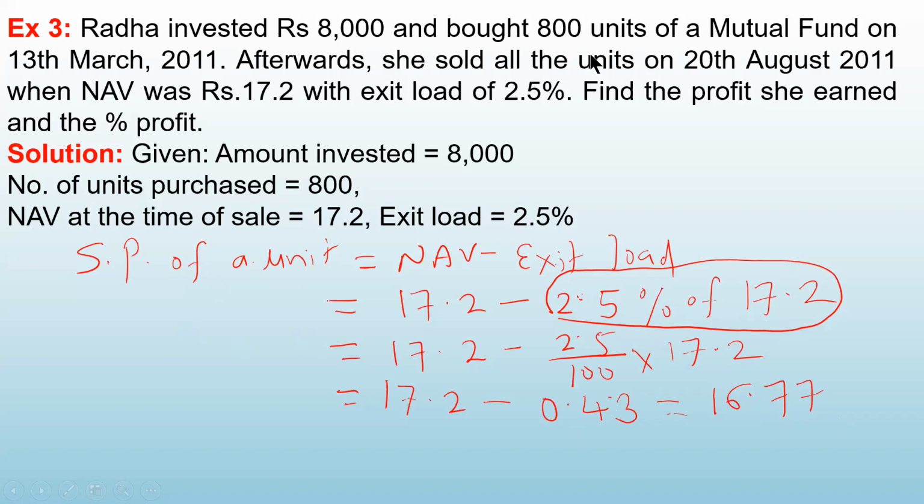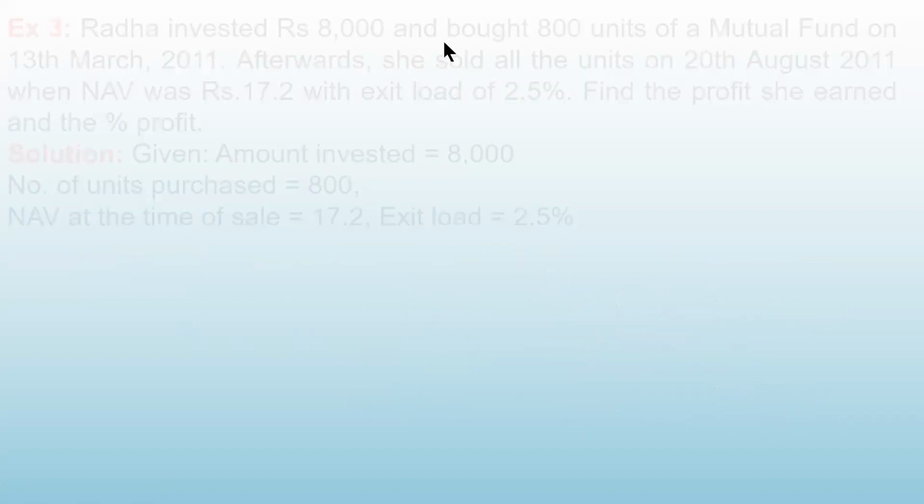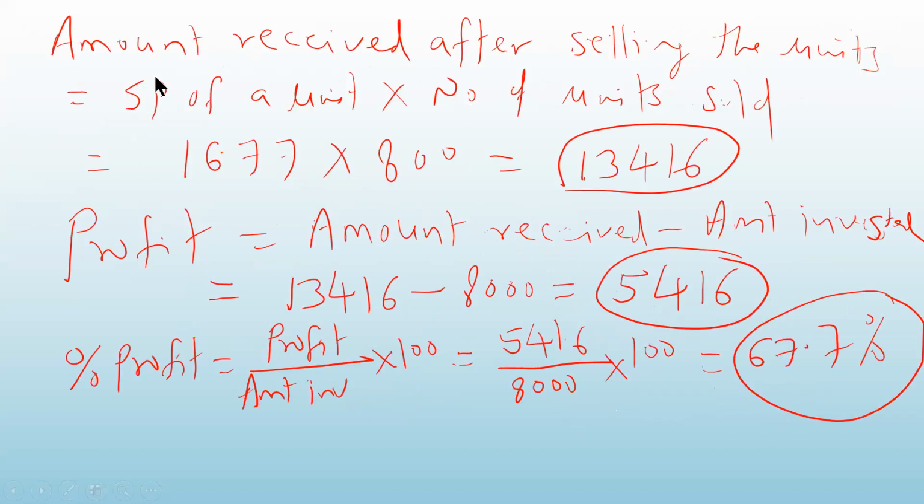And 800 units were there, and she sold all 800 units. So the amount received can be calculated as selling price of one unit multiplied by number of units. Selling price of one unit is 16.77, number of units are 800. When you multiply, you get this.